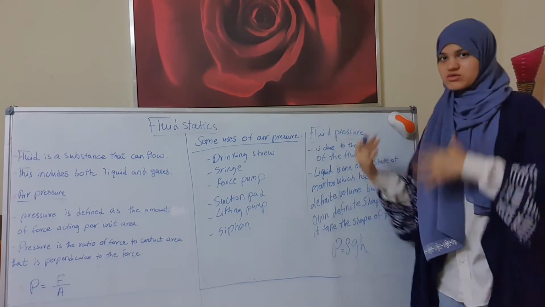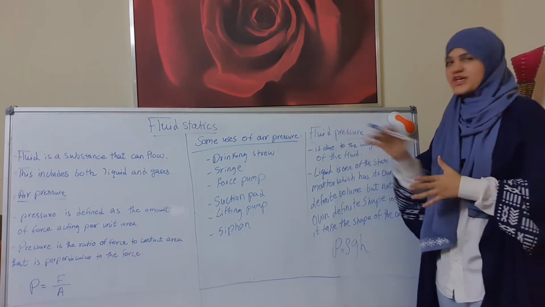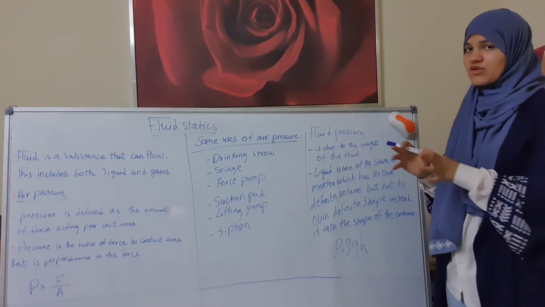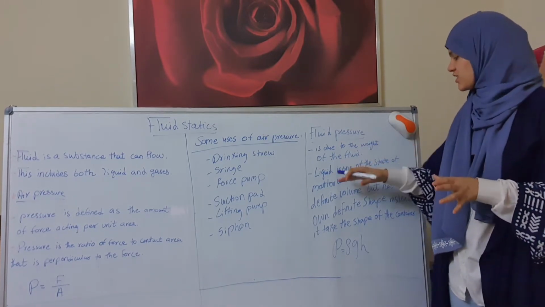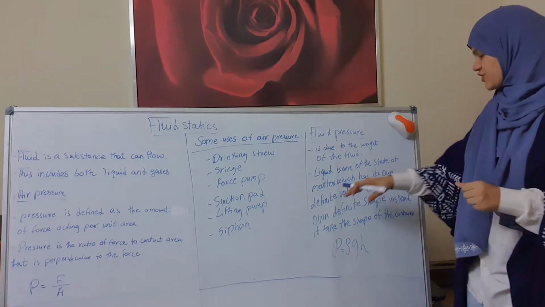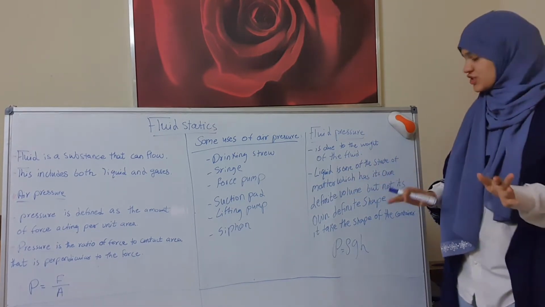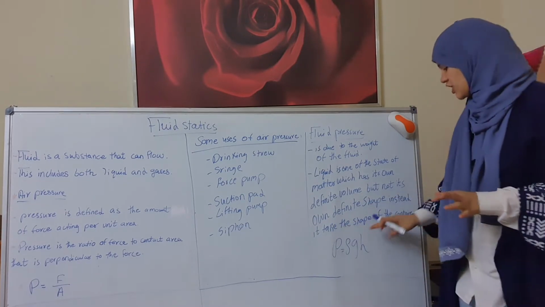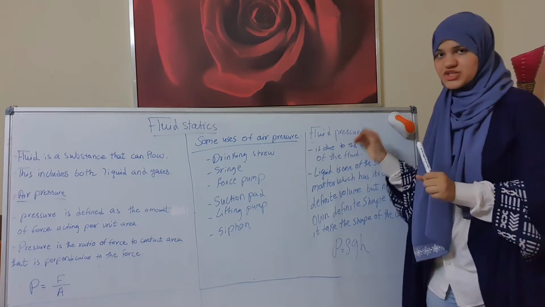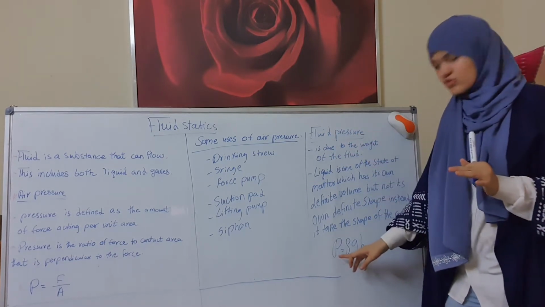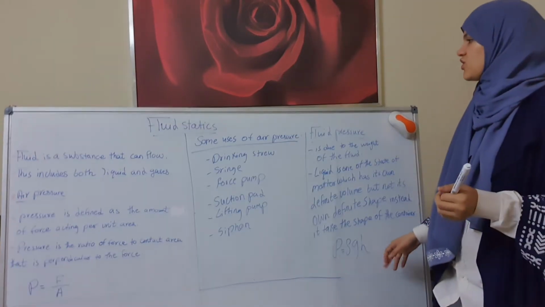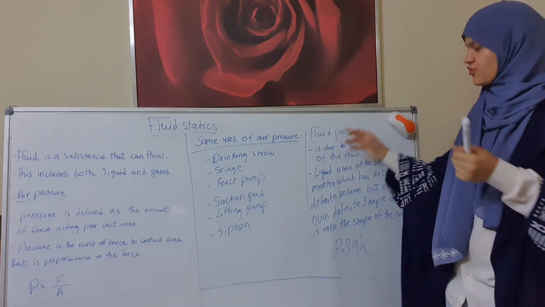Now let's go to another topic, which is fluid pressure. Fluid pressure is due to the weight of the fluid. Liquid is one of the states of matter which has its own volume but not its own shape. Instead, it takes the shape of the container. And there is a formula for fluid pressure: P, pressure, is equal to density times gravity times height. So this is the formula for fluid pressure.